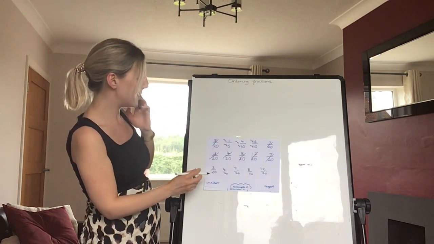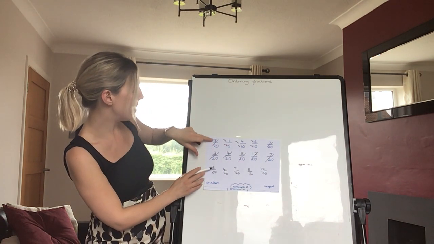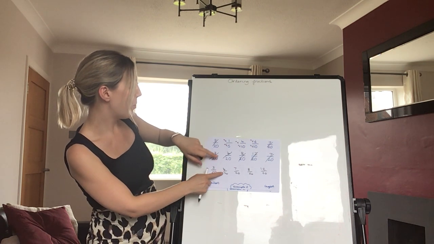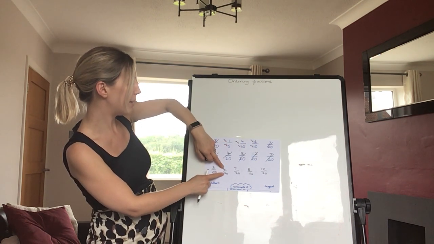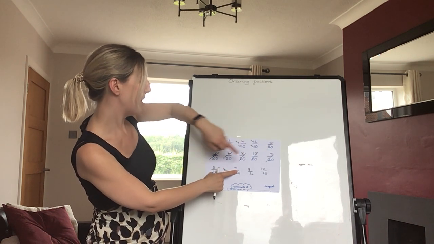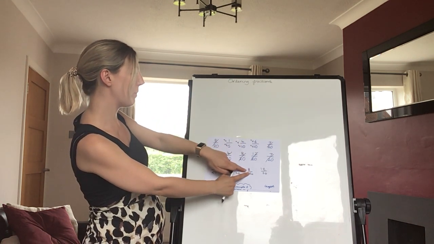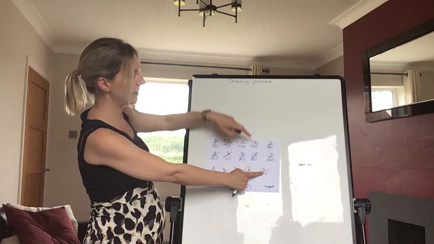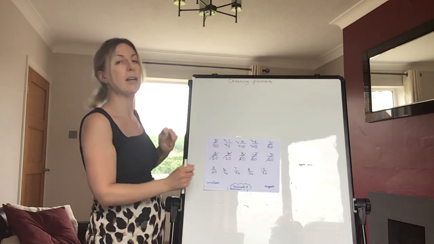Again, you could have just written them as, so 3/20 would have been the same. 4/20 I would have written 1/5 there. 7/20 is the same. 8/20 I could have written 4/10 there. And 12/20 I could have written 6/10 there.